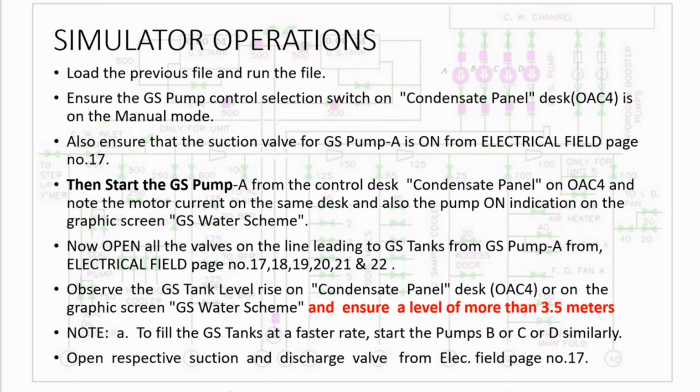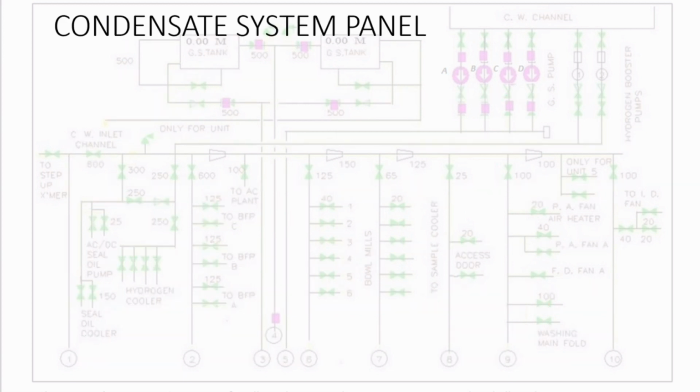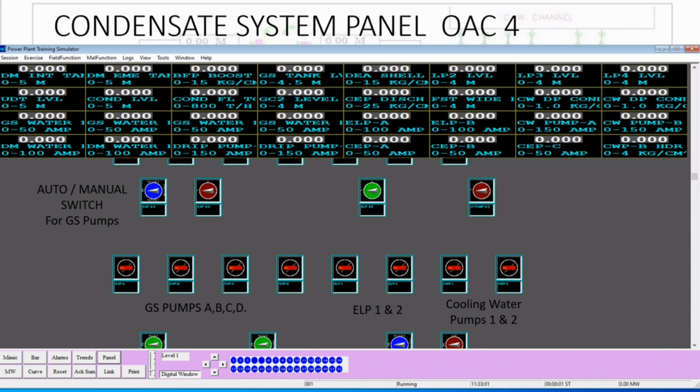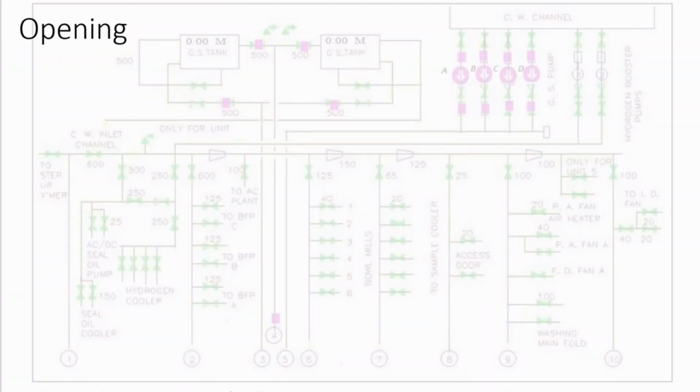If you want to do it early, you can charge the third pump also. Now this is the condensate system panel, where you can see the auto manual switch for the GS pumps. Then the GS pump breakers A, B, C, D; there are 4 GS pumps. Two will be required, the third is the standby, and the fourth one can be run.